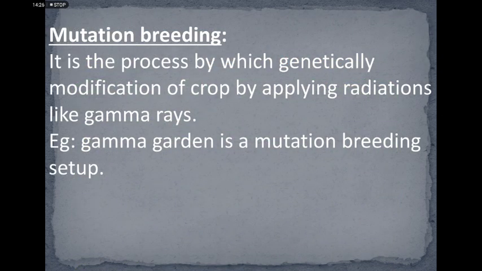Then we move to the next breeding procedure, that is mutation breeding. We know that mutation is produced by alpha, beta, gamma, X-ray, UV rays, etc. It can change genetic variation. If genetic variation is favorable, it is a good change. So by mutation breeding, we must change their genetic variation for a good purpose. It is the process by which crops are genetically modified by applying radiations like gamma radiation. Gamma garden is a mutation breeding setup.